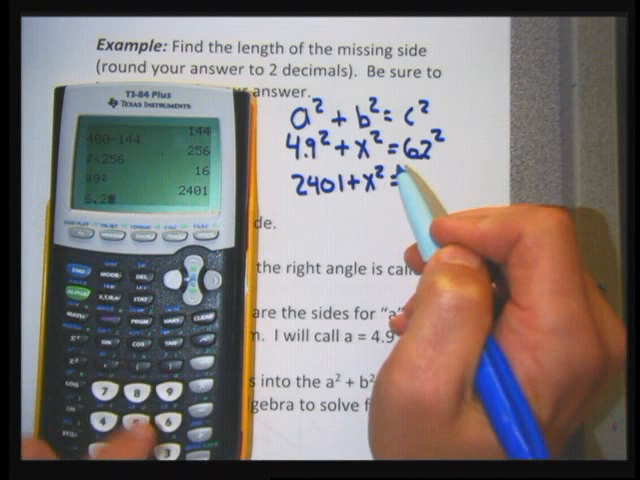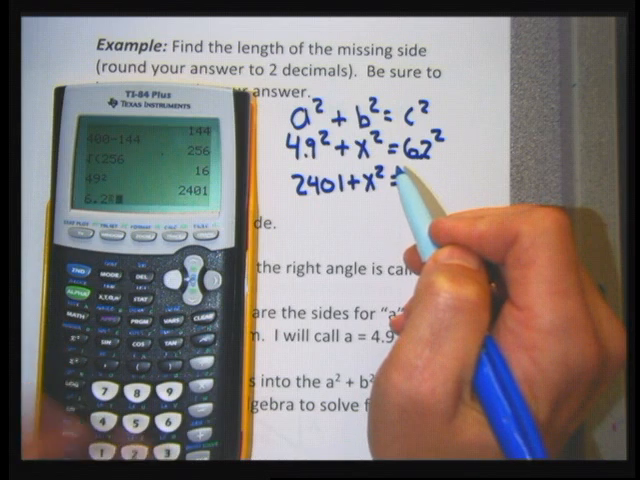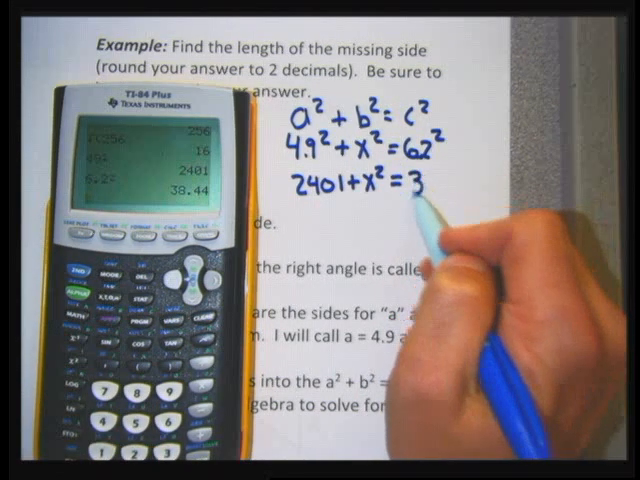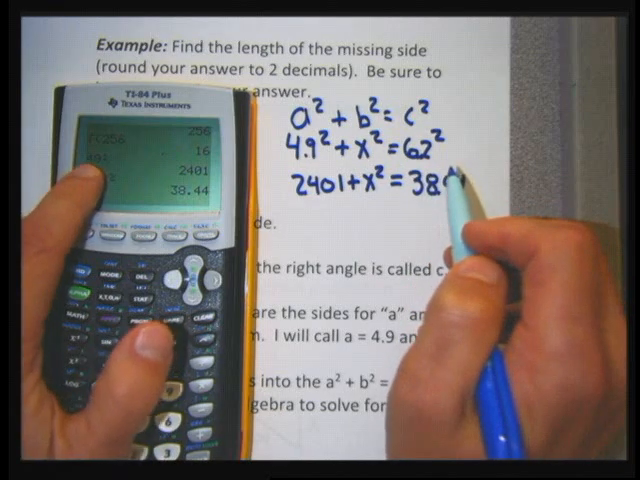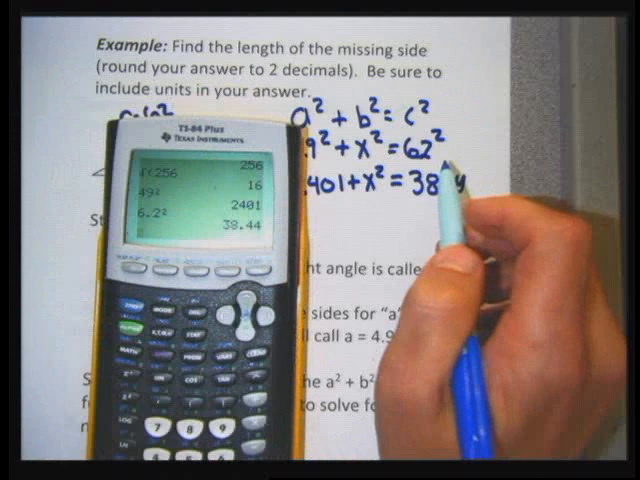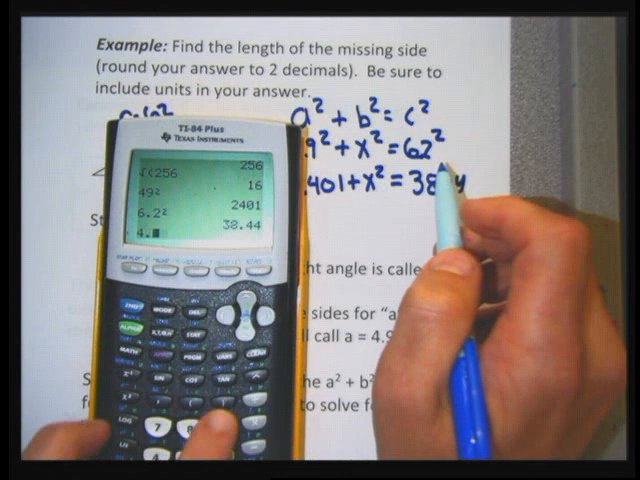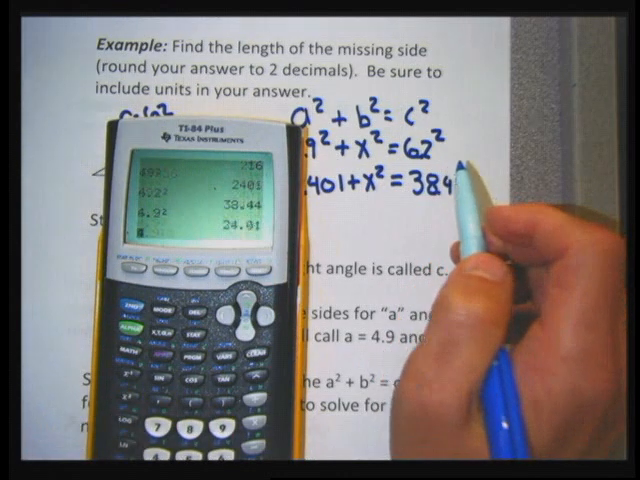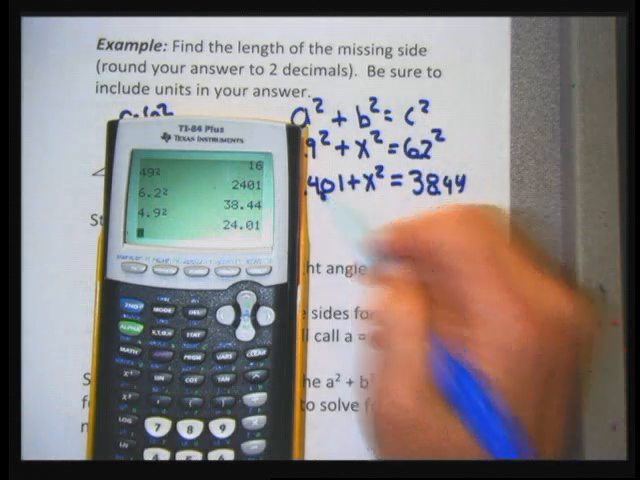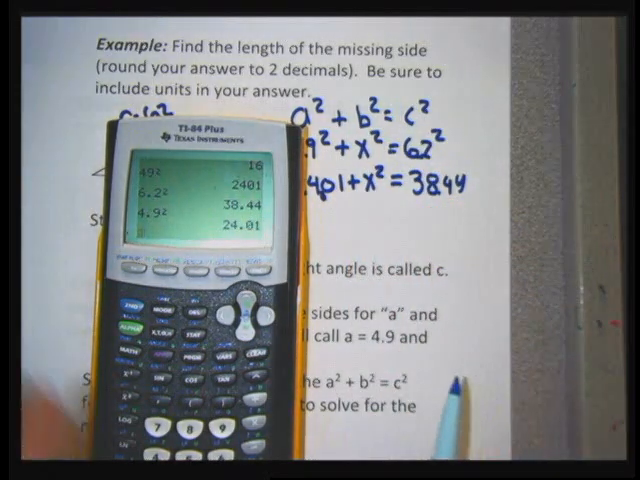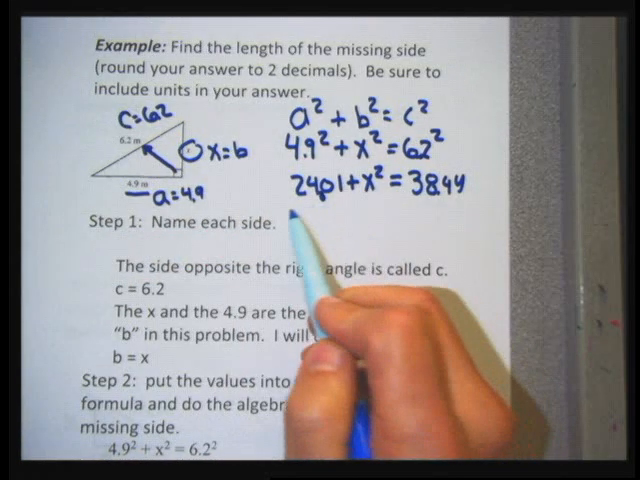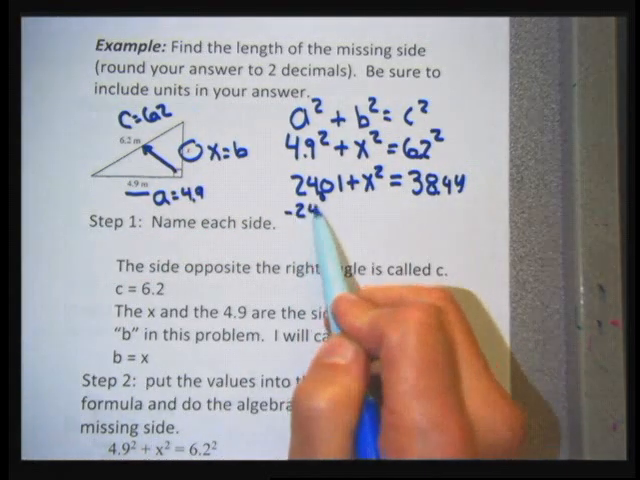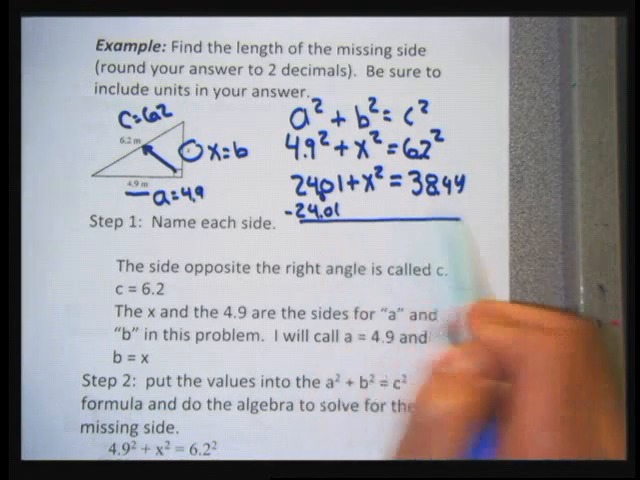That's not right, I've messed up on the 4.9 squared. I'm going to have to get a decimal in there. 6.2 squared is 38.44. I didn't do 4.9 squared, I did 49 squared. So let me redo that. 4.9 squared is 24.01. So the left side of my equation should say 24.01 plus x squared equals 38.44. Now I'm going to subtract 24.01 from both sides.